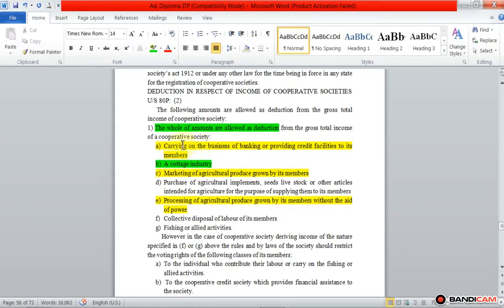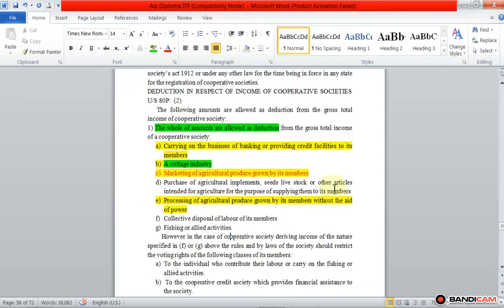Here a cooperative society carrying on the business of banking or providing credit facility to its members, a cottage industry. So we also get a deduction on income of cottage industry. Cottage industry income is allowed for deduction. Got it? 100%. Here whole means 100% income is allowed for deduction. Then point C says that the income derived from marketing of agricultural produce is allowed for deduction.